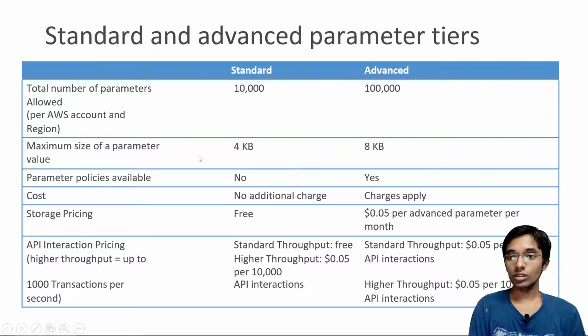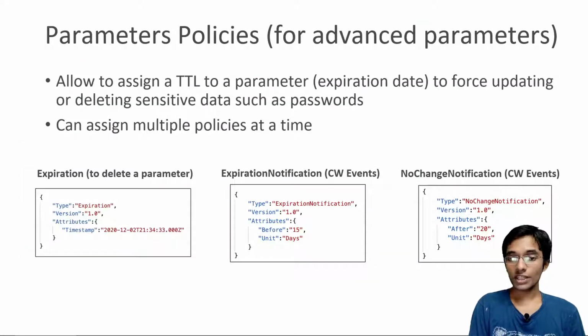So what are these parameter policies? They are only for advanced parameters, and they allow you, for example, to assign a TTL, a time to live, to a parameter, which effectively creates an expiration date. The idea behind this is to force updating or deleting sensitive data such as passwords in your Parameter Store. You can assign multiple policies at a time to a parameter. Here are three examples. The first one is the expiration to delete a parameter.